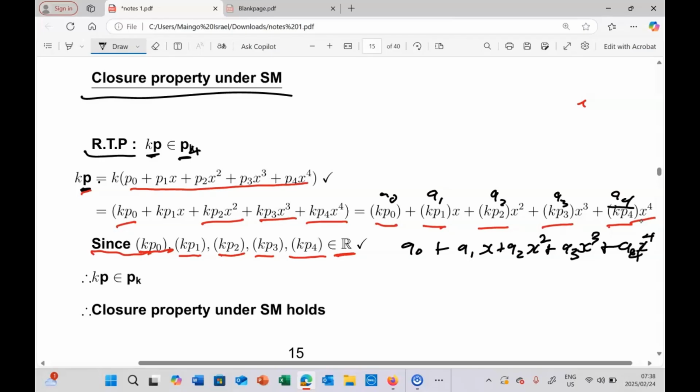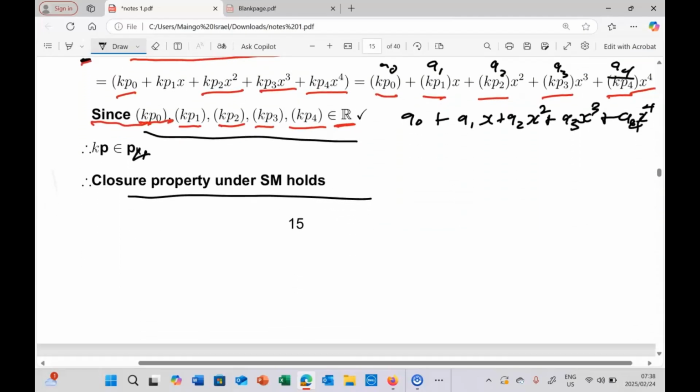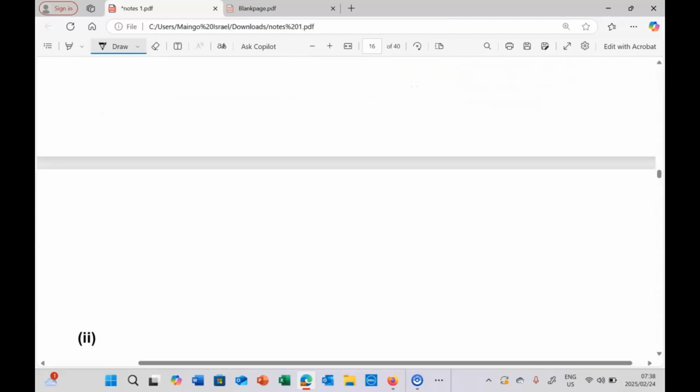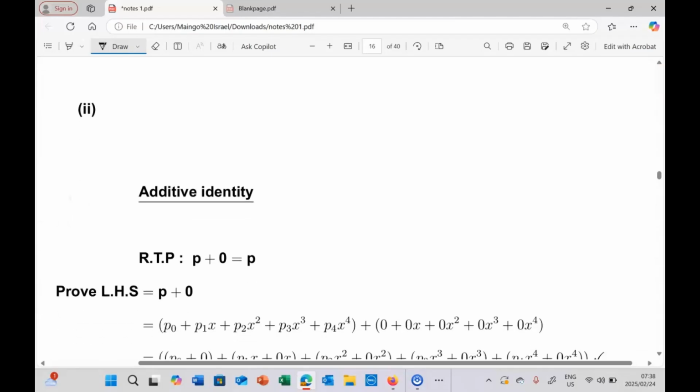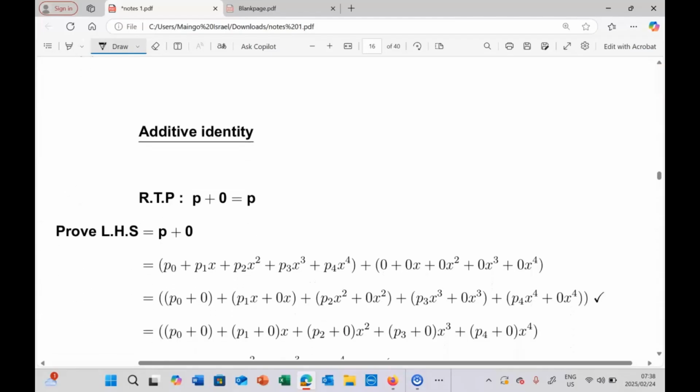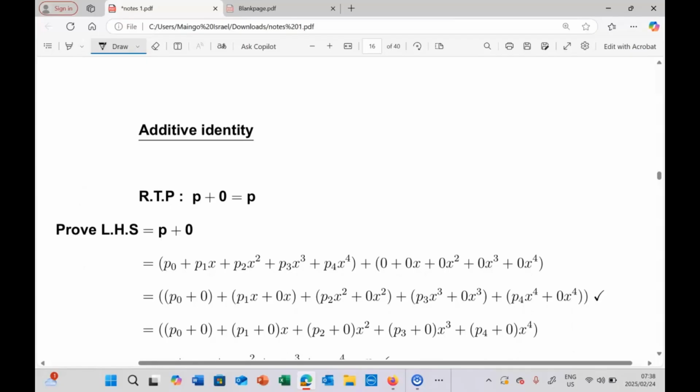So that's what we're talking about, because these guys belong to the real numbers. This will mean that k times p also belongs to P4. Therefore the closure property under scalar multiplication holds. So that's simply what we are talking about. Now let's go to the next question. That was verifying the closure properties.